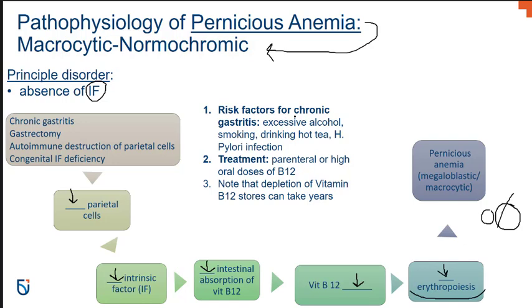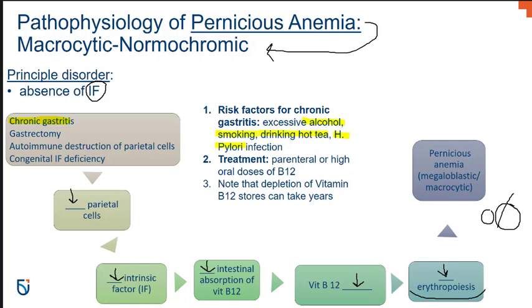Some risk factors, if we're looking specifically at gastritis, we've talked about some of these already in our digestive disorders lecture. People who consume a lot of alcohol can irritate their stomach, causing inflammation. Smoking, even drinking hot tea can destroy or cause inflammation of some of the cells within the stomach, and H. pylori infection, which we know is a big one.